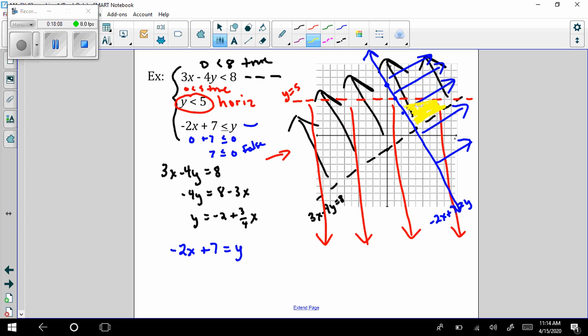So if you wanted to check to make sure, choose a test point, maybe something that's right in the middle right here. Or would that be 1, 2, 3, 4, 1, 2, 3? Plug it back into all 3 of these inequalities and make sure it works.